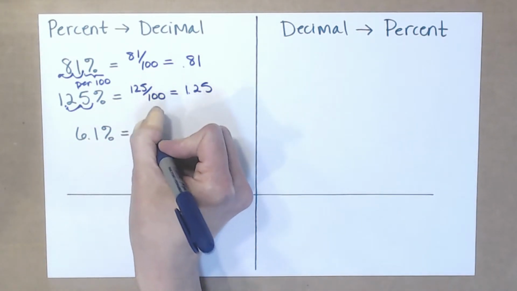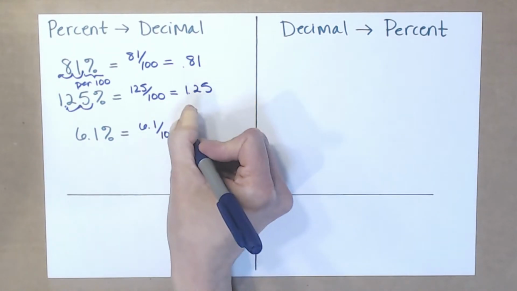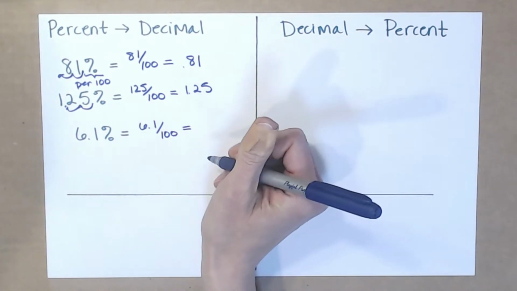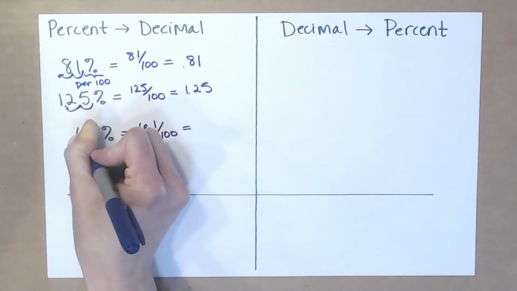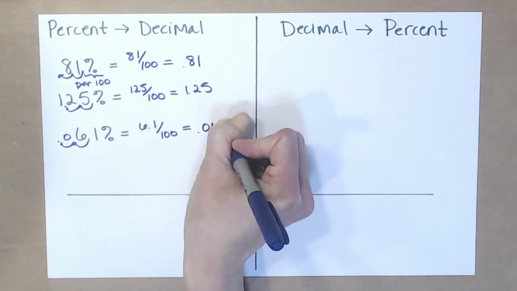6.1%, same rule, that's just 6.1 hundredths. Now you can divide 6.1 by 100, moving the decimal point 2 places to the left, you get 0.061.